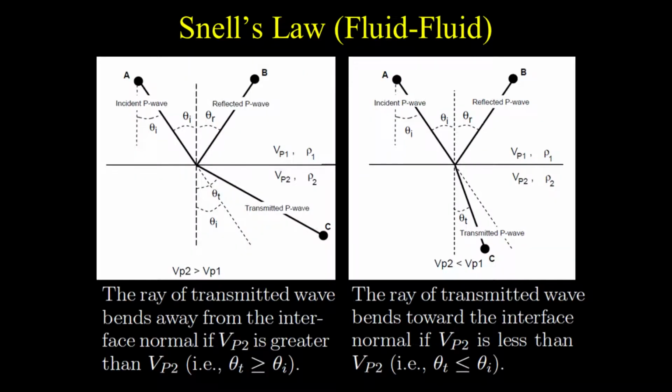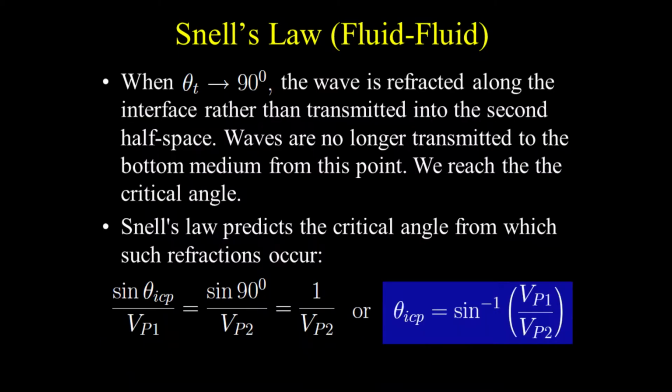The ray of the transmitted wave bends away from the interface normal if VP2 is greater than VP1. The ray of the transmitted wave bends toward the interface normal if VP2 is less than VP1. When the transmitted angle reaches 90 degrees, the wave is refracted along the interface rather than transmitted into the second half space. Waves are no longer transmitted to the bottom medium from this point. We reach the critical angle.